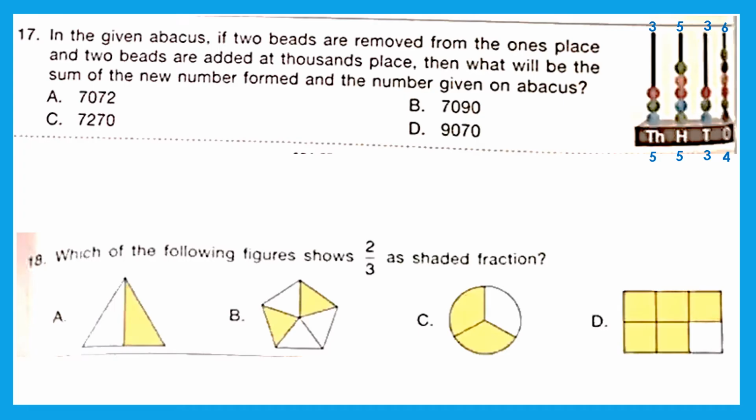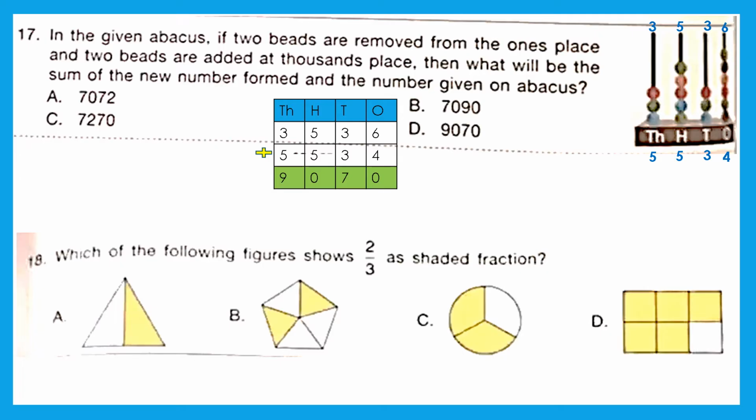Now we have to simply sum that. Let's do it. So what are we going to get? We are going to get 9070. Option D is the right answer.